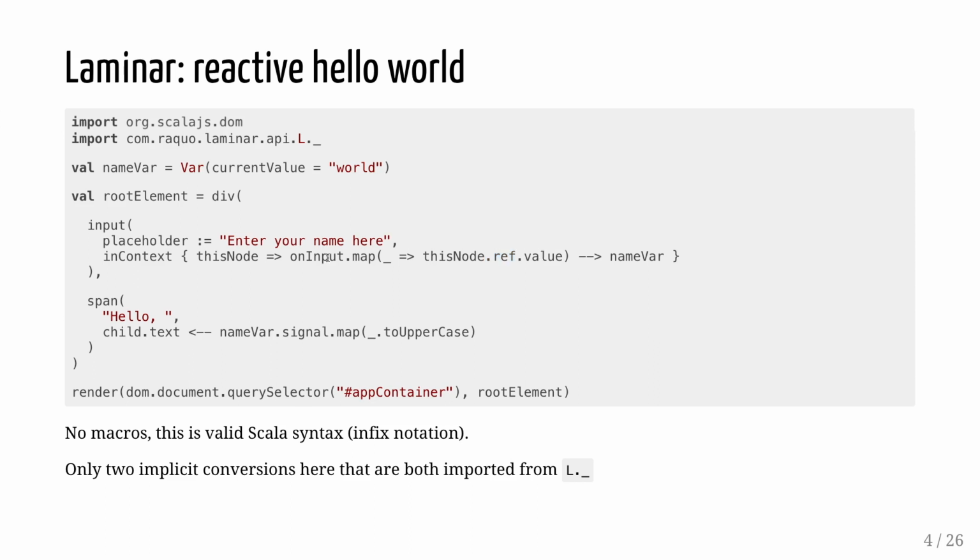Right? So to recap, whenever the user types something, we grab the text from that input, whatever is typed in there. We send it to namevar, and namevar's signal then emits the same value. We uppercase it, and we print it out after hello. So as you type your name, character by character, it will appear after hello. As you see, working with observables is actually very easy in Laminar. This is a complete application that you can just go and run.